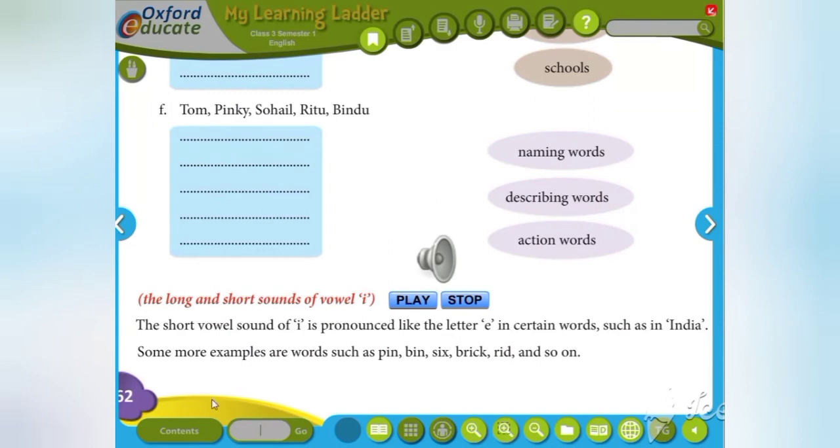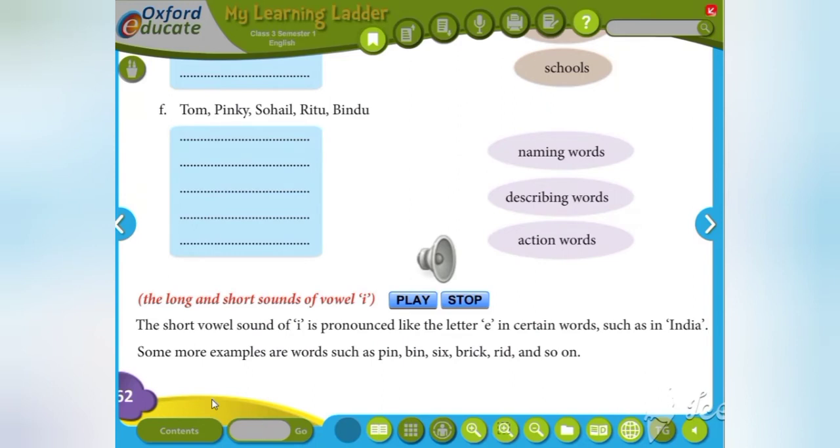So we are going to study the vowel letter I, the long and short sounds of vowel letter I. The short vowel sound of I is pronounced like letter E in certain words. For example, they have given India. The starting letter is I, but are we pronouncing it as India or India? The sound E is coming, right? So if we are pronouncing the letter I as E, then it is a short vowel sound, okay?